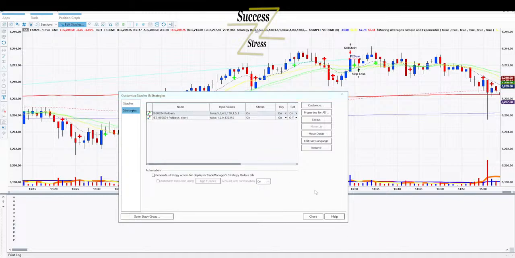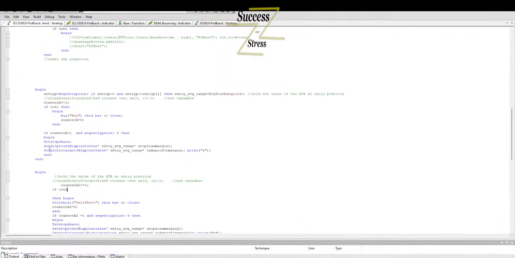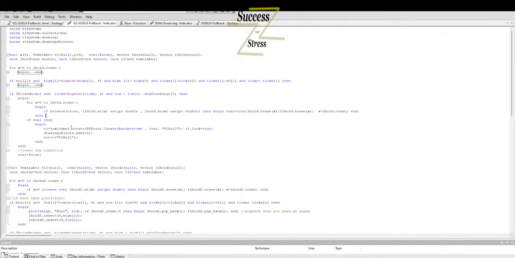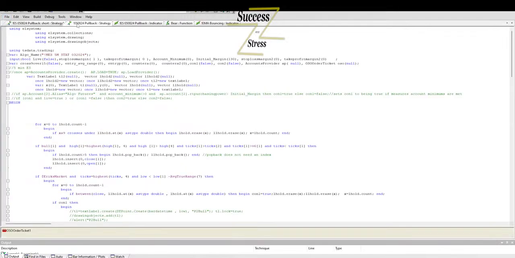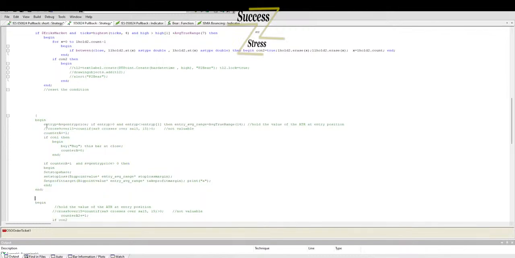I know what it is. So on my short, I need to turn off the long. I need to take this long part out of the equation. I think this is the long part of the script. I'll mute it out. And then on my long, I need to mute out this short part of the script. That's the indicator. This is the long, so I need to mute out the short part, which is here. All right, and hopefully that does it.